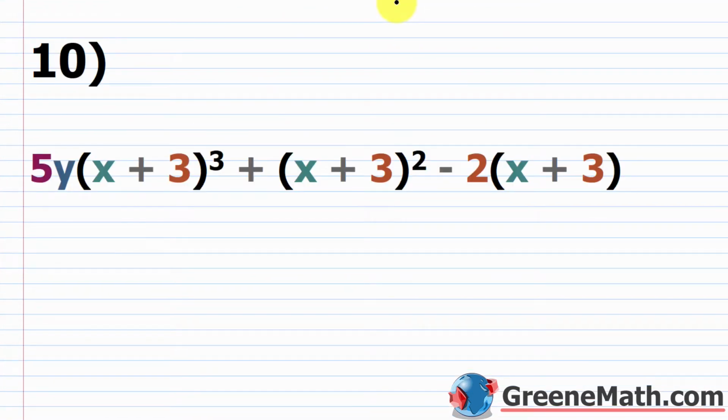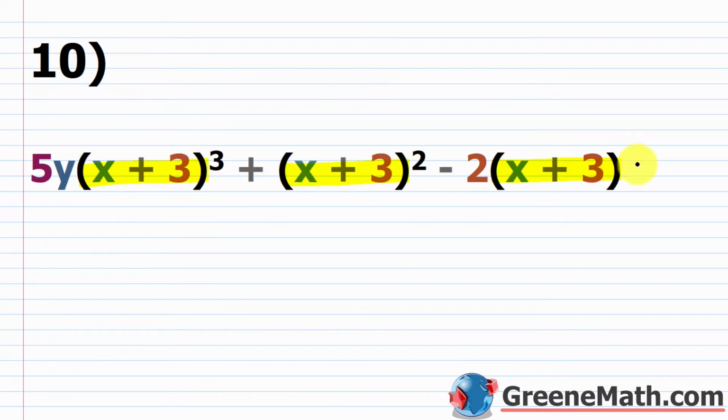All right, let's look at problem number 10. This one is pretty tedious. I think some people had some trouble with this one. But this is 5y times the quantity x plus 3 being cubed, plus you have the quantity x plus 3 being squared, minus you have 2 times the quantity x plus 3. So what you see here is that the greatest common factor is x plus 3, this quantity, raised to the first power. Here you have it raised to the first power, here it's squared, and here it's cubed.